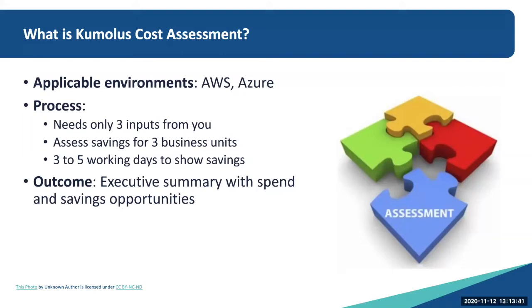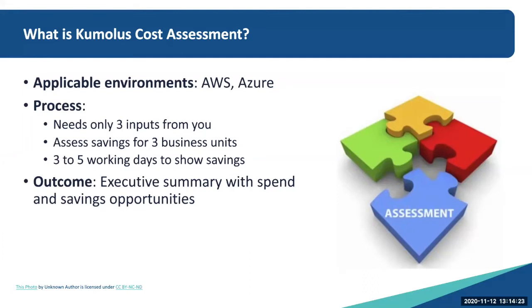Just a little bit about the actual process of the environment. Firstly, we focus on AWS and Azure. It's quite a simple process. We require a couple of inputs from yourself. It's a very quick process to turn around. It's usually somewhere between 3 to 5 working days. We give you the ability to actually look into 3 separate business units. So we look at the whole environment, but then we also do a sub view of each of 3 different business units.